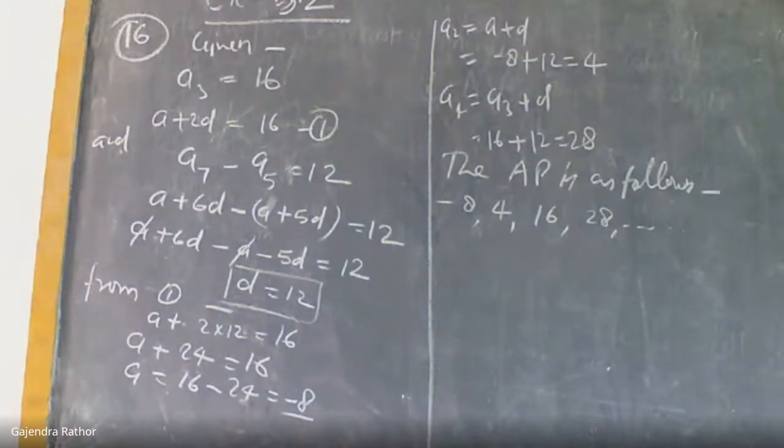I think there is some difference. D will be 6 and A will be 4. How is this? A plus 2D is 16, A7 minus A5 is equal to 12. A plus 6D minus A is equal to 12.